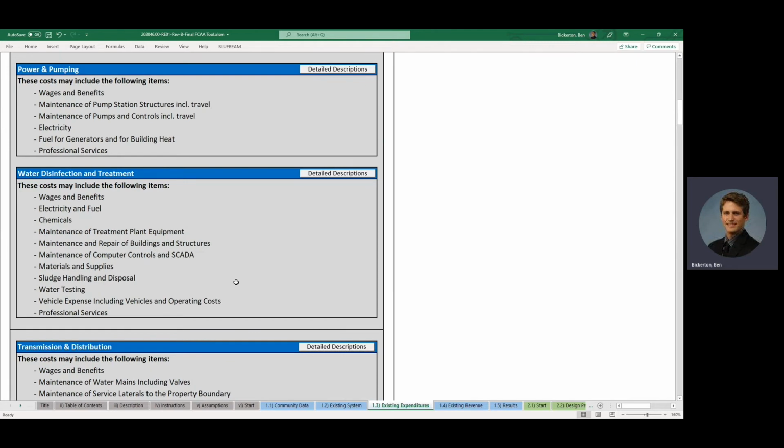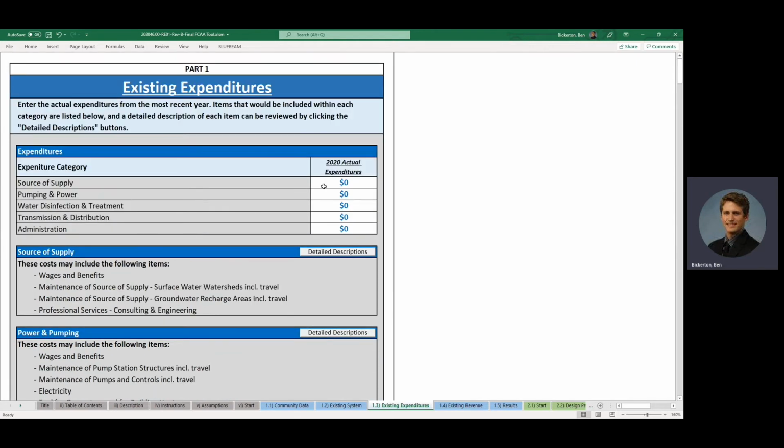So if we just scroll back up, once we compile this information, this is key to generating an accurate output from the tool. But if we are able to compile this data and enter it here, we can say that our source of supply expenditures on an annual basis are $5,000. For pumping and power, we may say that it's $10,000. Disinfection and treatment, $25,000. Transmission and distribution, we can say $75,000. And for administration costs, we'll say $20,000.